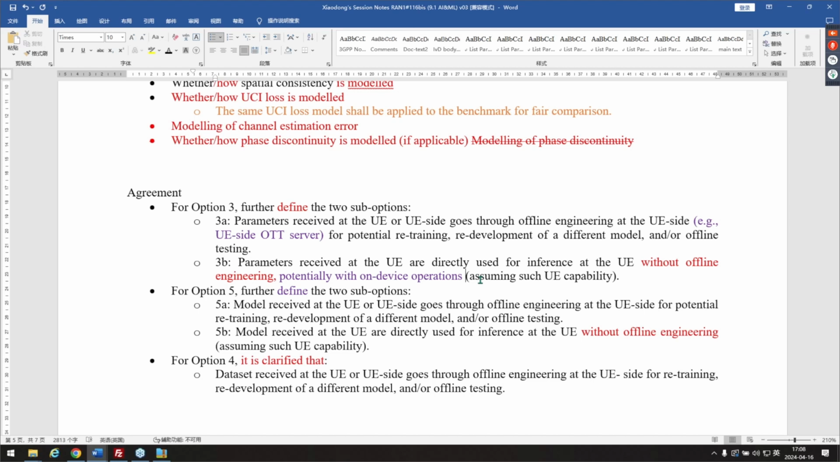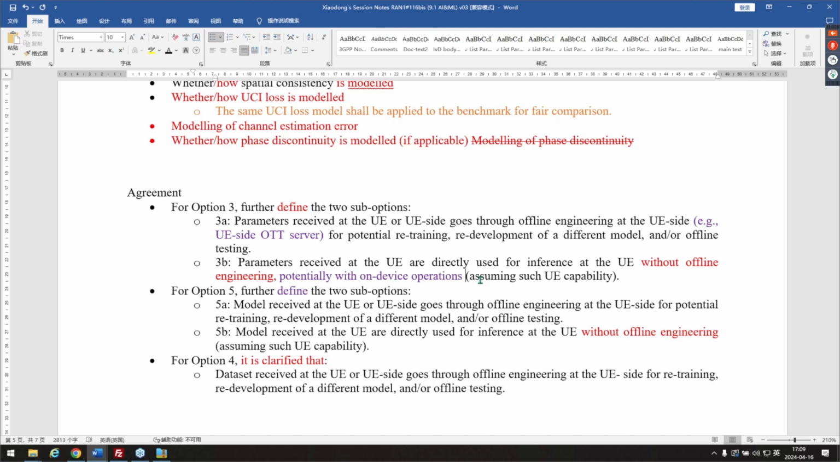Yeah, but to my understanding, the parameters received at the UE side are used directly or based on UE implementation. Some kind of offline engineering is just for the UE implementation. The multi-vendor, unless the multi-vendor knows the offline engineering, how to do that, is why we separate the 3A and 3B cases. Because based on the UE implementation of offline engineering, 3B is also used based on the parameters, used directly or with some kind of UE implementation modification. Why do we separate two cases on that?